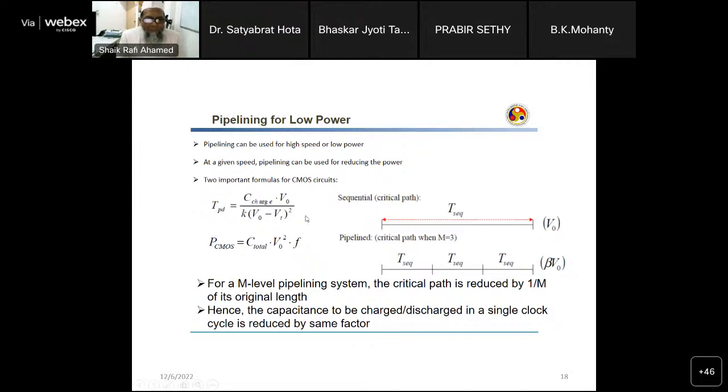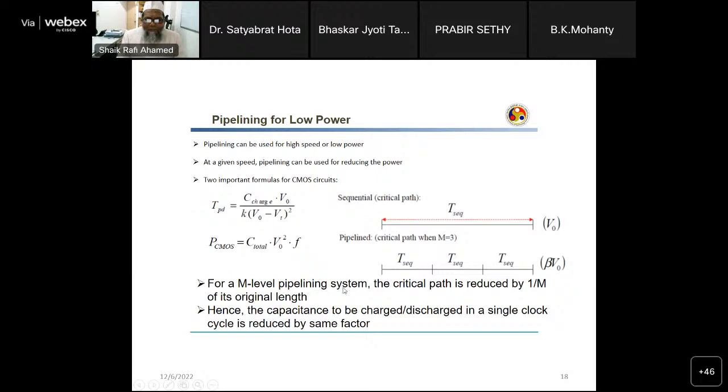Okay. So here this is the expression for the propagation delay. Propagation delay is inversely proportional to the throughput: if propagation delay is less, throughput is more. And this is the power consumption. So this is without pipeline. This is a sequential circuit. So in the sequential circuit, this is the total critical path, there is no delay at all, and the supply voltage of this sequential circuit is V0.